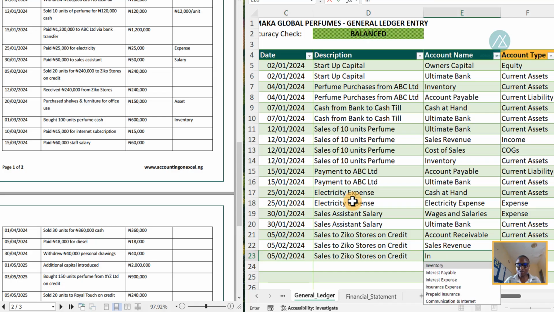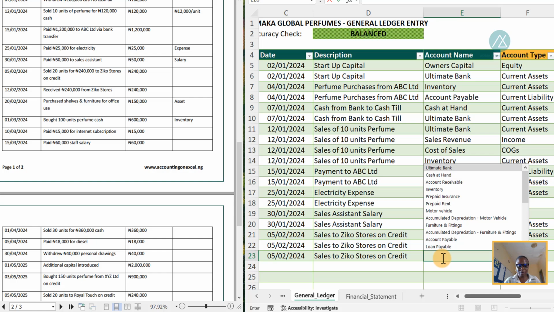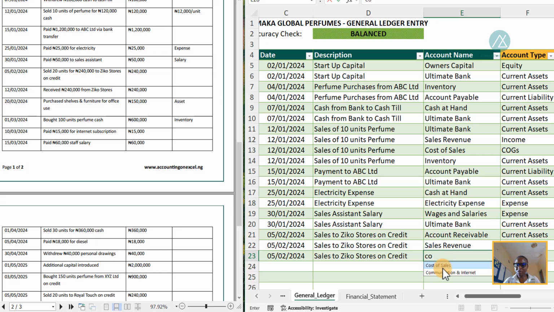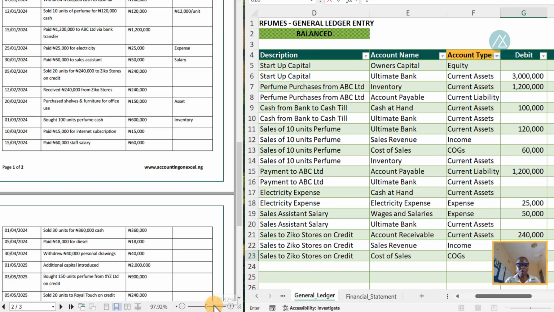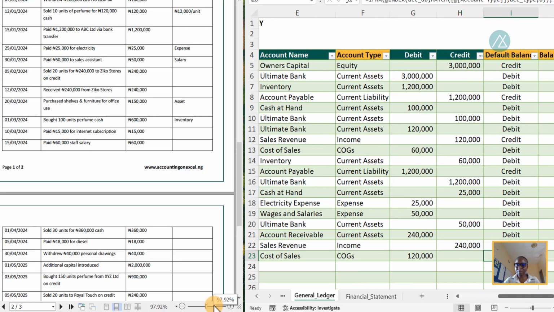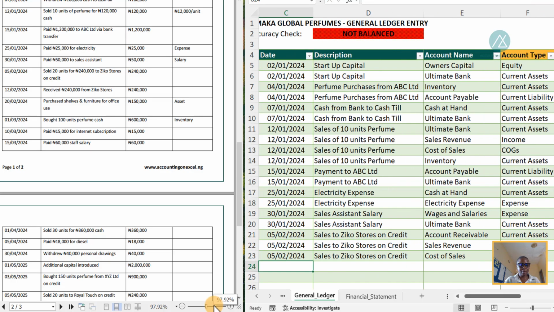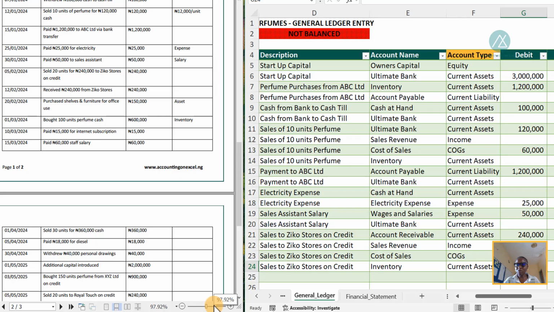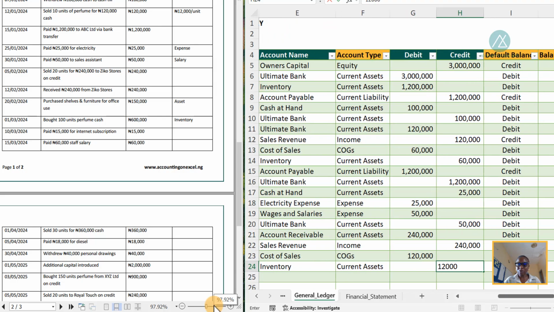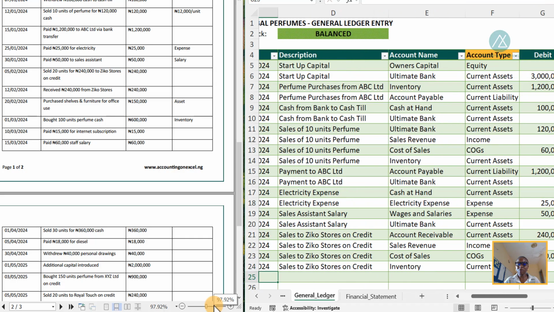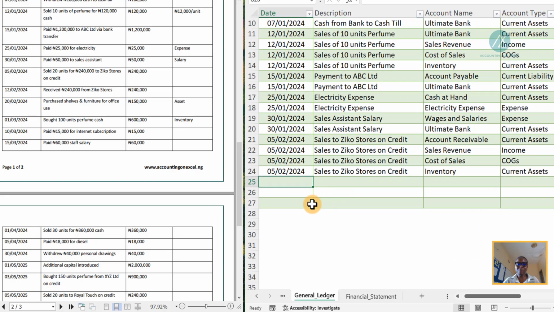Let's start with the cost of sales, which is a debit, so it's 120,000. Then the same entry, inventory will reduce by 120,000, right? So that is it. Let's move up.